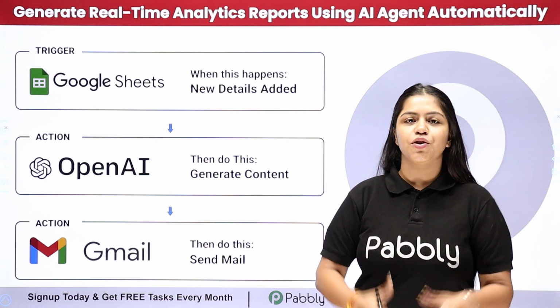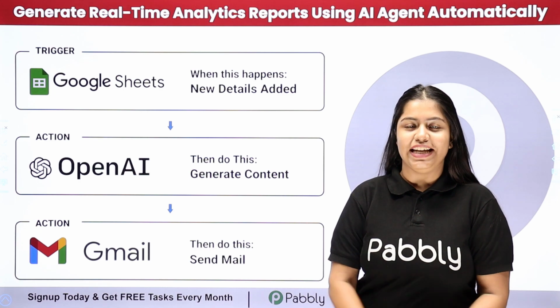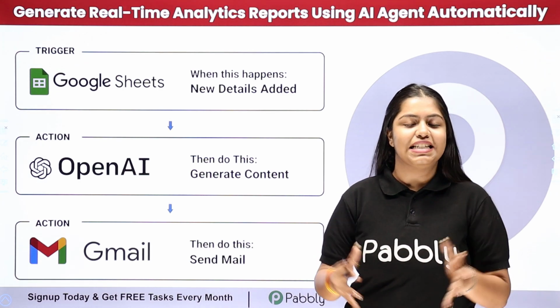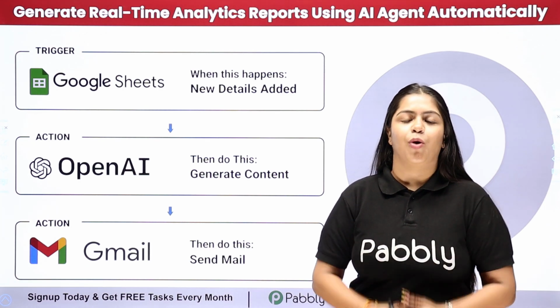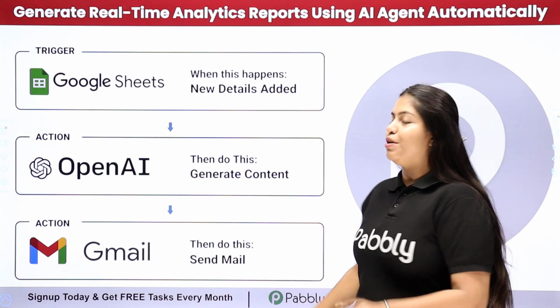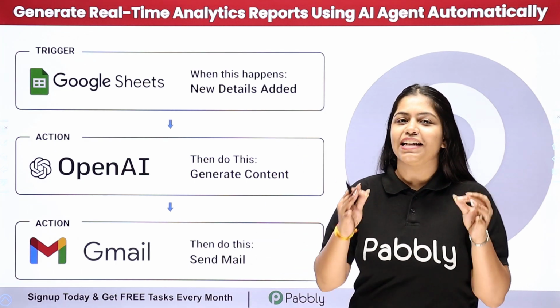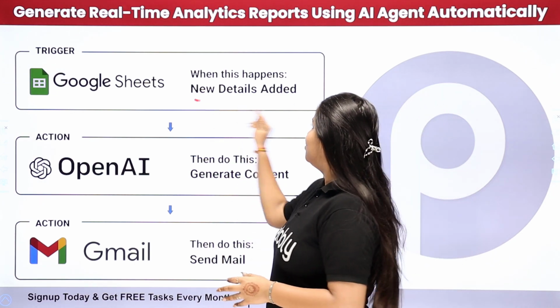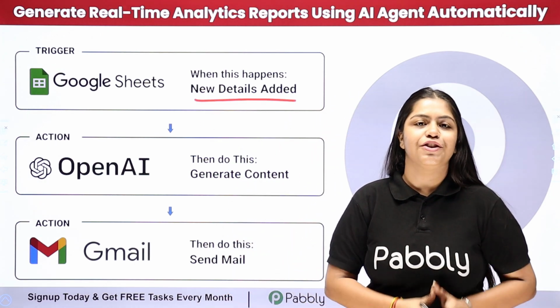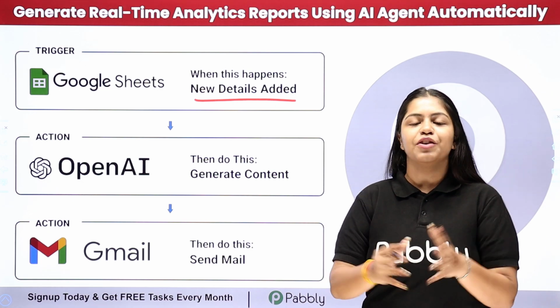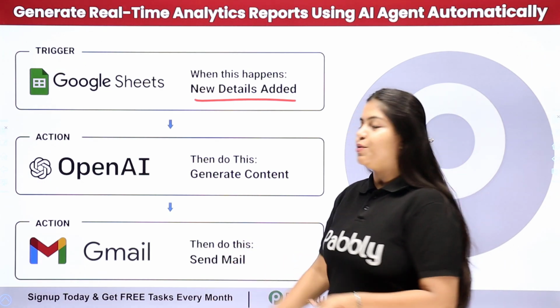So like you, I also used to generate all the reports manually, but this is such a time-consuming and tedious task. To solve this problem, I've created this amazing automation where, as soon as I add the details into my Google Sheets, my AI agent automatically creates a report, and we then send that report to our client using Gmail.